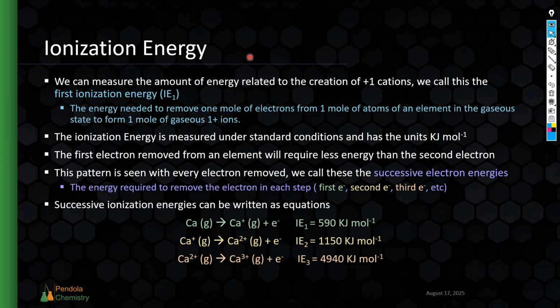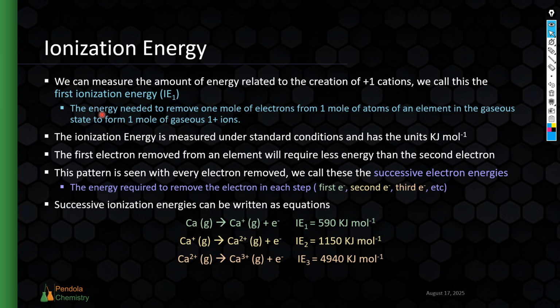We can measure the amount of energy related to the creation of a +1 cation. And that amount of energy that it takes to create the +1 cation is what we call the first ionization energy. Now, very important here, we're going to distinguish between different ionization energies. In honors chemistry, we just talked about ionization energy, but we will now talk about how there are multiple different types of ionization energy. The first ionization energy specifically is what we're going to speak of first, and that is usually symbolized by the letters IE with the subscript 1.